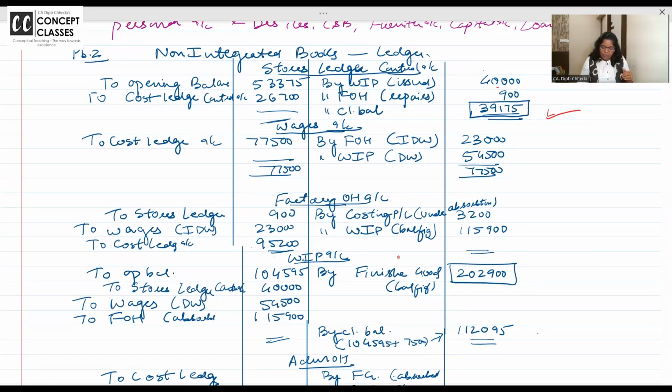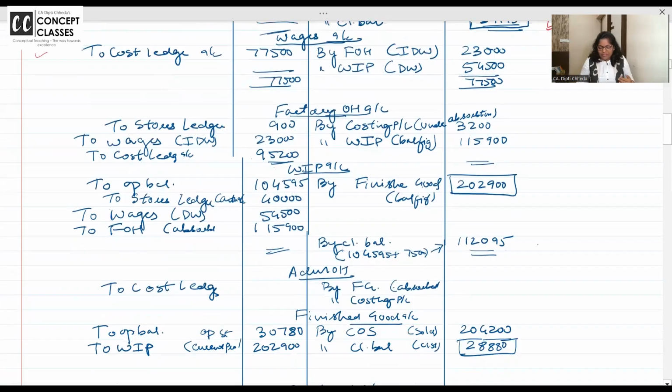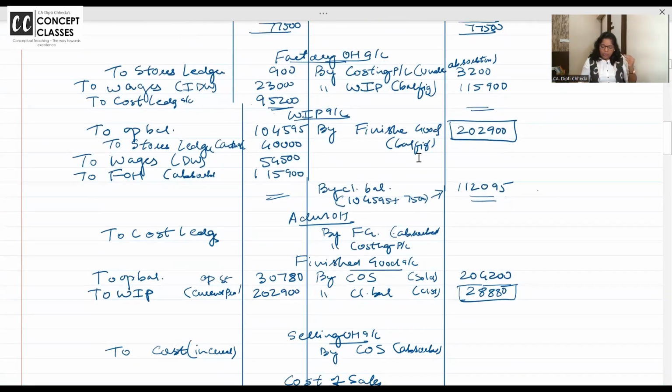Okay, chalo. Now see wages. Wages account debit to the cost ledger control account. 77,500 wages paid. Out of that, direct wages will go directly to work in progress. Direct wages is absorbed in work in progress. Indirect wages will go to factory overhead. And again, factory overhead is also absorbed to work in progress.